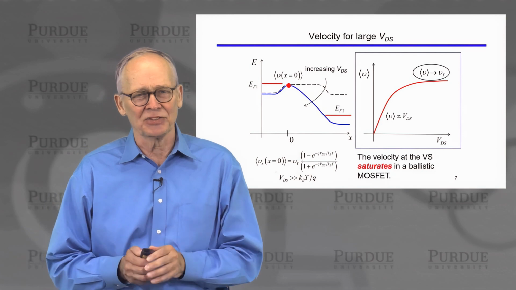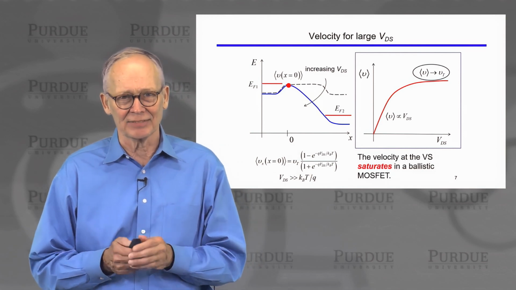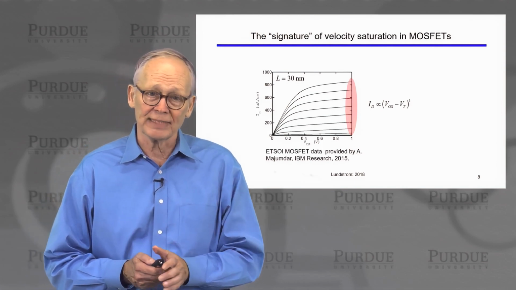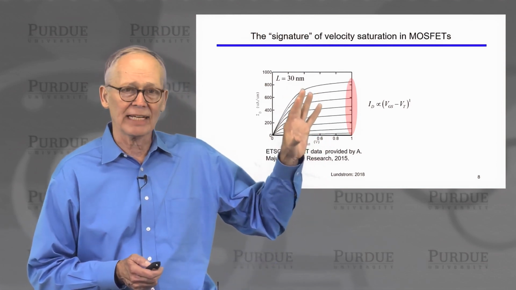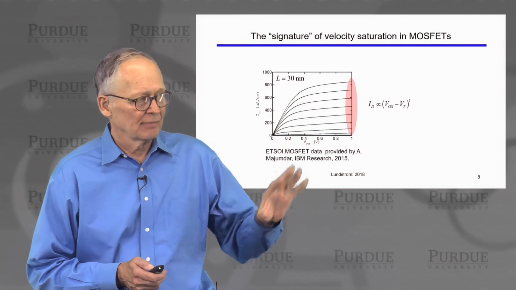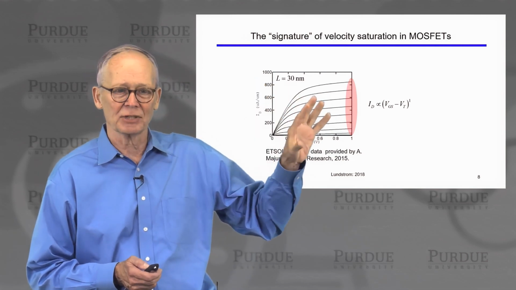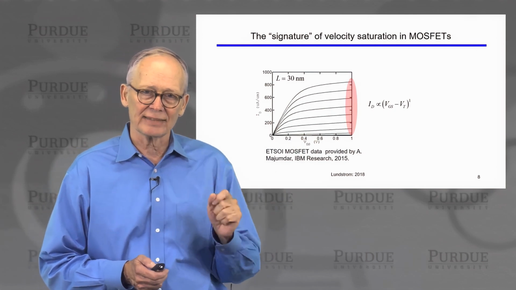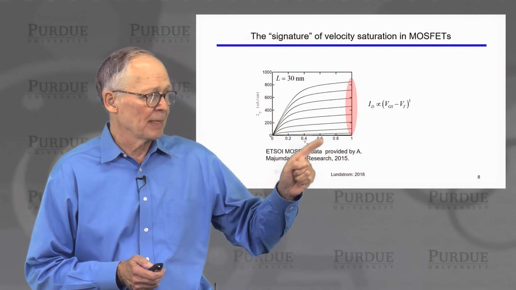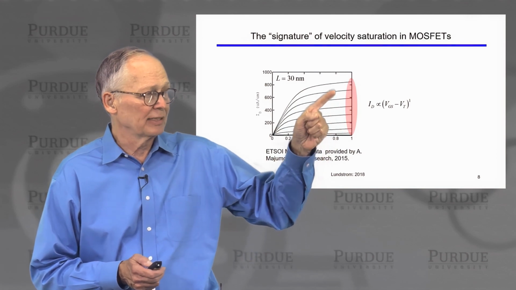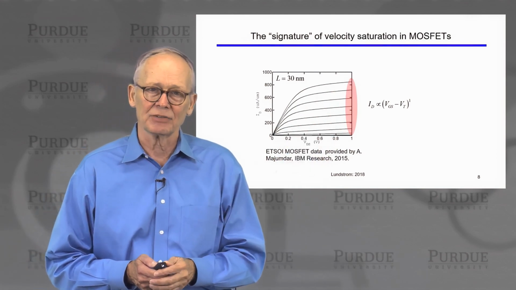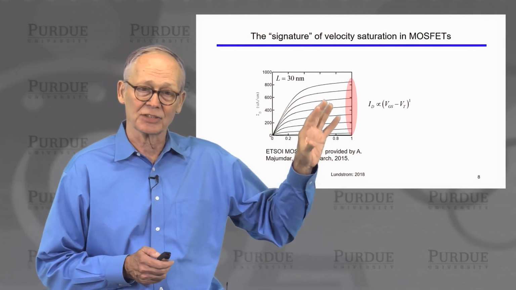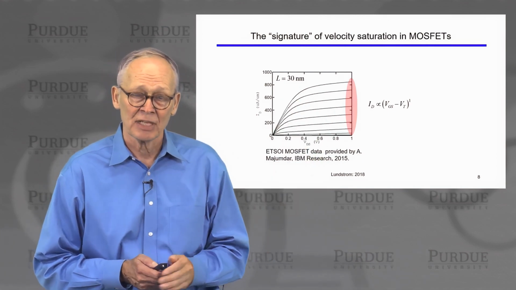Okay, now we'd like to understand the physics of this saturation in a little more detail. But one thing I'll point out is that when you see an IV characteristic like this, a MOSFET engineer would look at these IV characteristics and would say, aha, this is a velocity saturated MOSFET, because the drain current in the saturation region is increasing as Vg minus Vt to the first power. So this is the signature of velocity saturation.